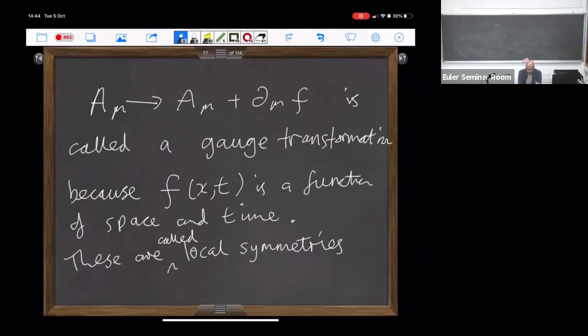So this transformation of the gauge field, just shifting it by a derivative of a function, is called a gauge transformation. It's called a gauge transformation because f is a function of space and time. So this is our first example of what are called local symmetries, because A mu shifts in different ways depending on x and t. And it's somewhat remarkable that these equations are gauge invariant.